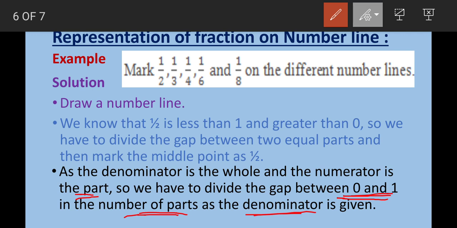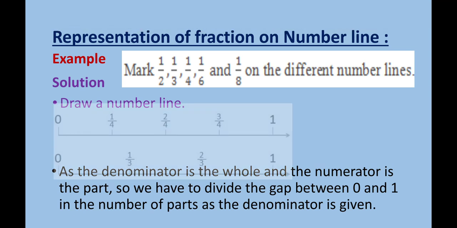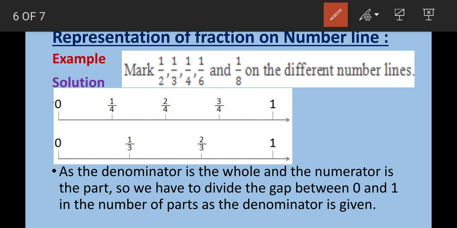In the second case the number is 3, so we have to divide the gap into 3 equal parts. So first it is 1 by 3, second one is 2 by 3 and third one is 3 by 3, that is 1. Okay, so we have to divide in this way. Whatever the number in the denominator, we have to divide the gap into that many equal parts. So here it is 1, 2 and 3. We have divided 0 to 1 into 3 equal parts.